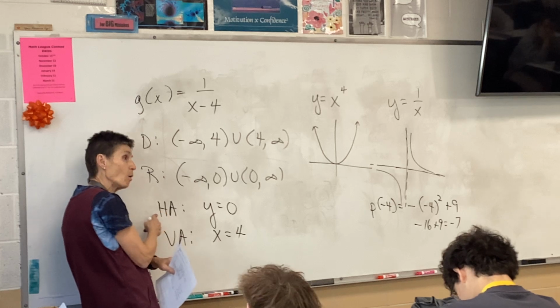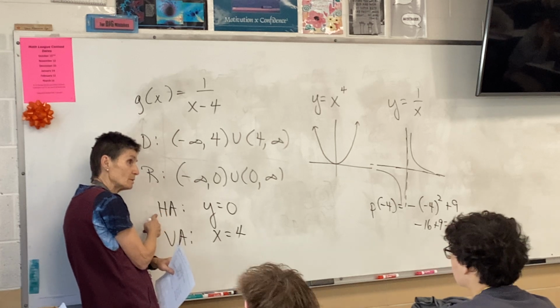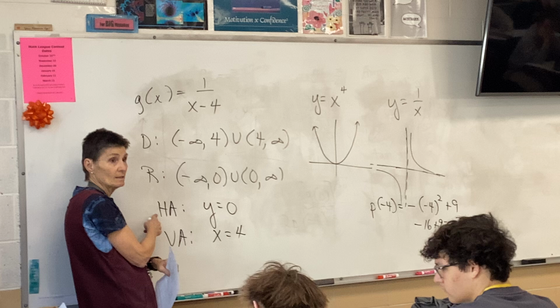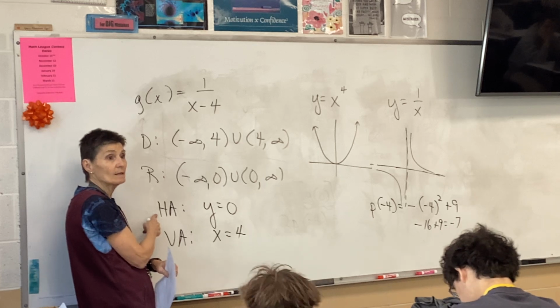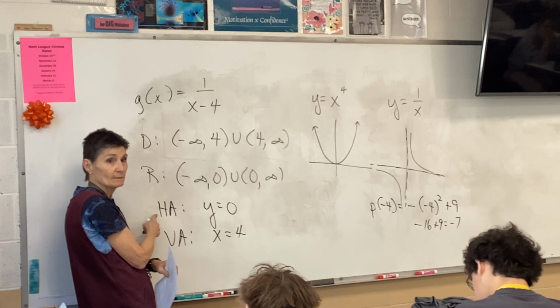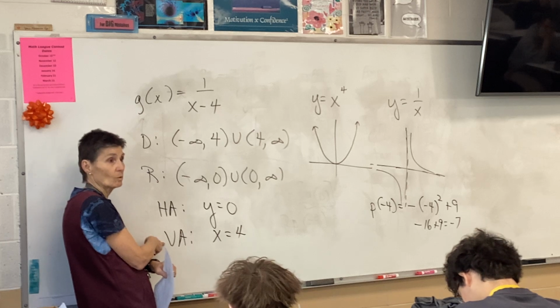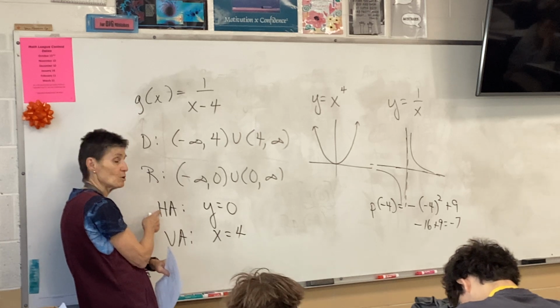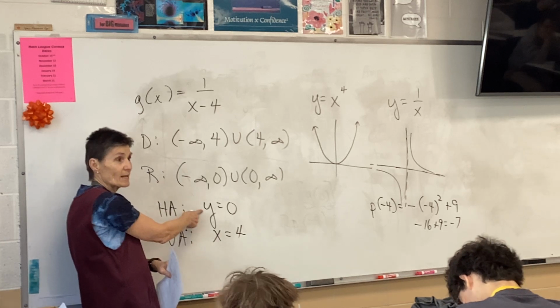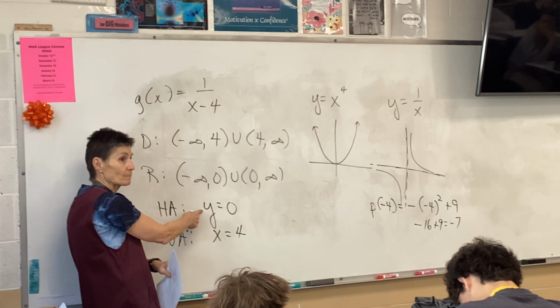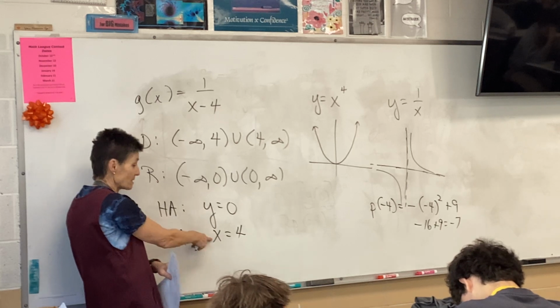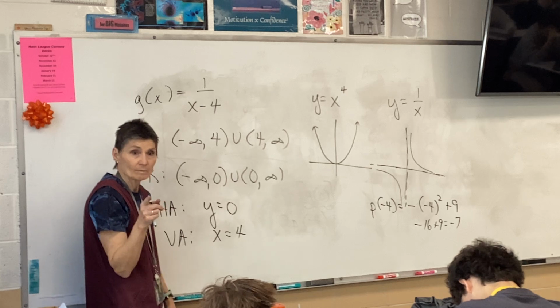If this was a horizontal asymptote of the original, it will be a vertical asymptote, and this will be the horizontal asymptote. Now, remember, when you make this a vertical asymptote, you change that to x equals. And when you make this a horizontal asymptote, you change it to y equals.